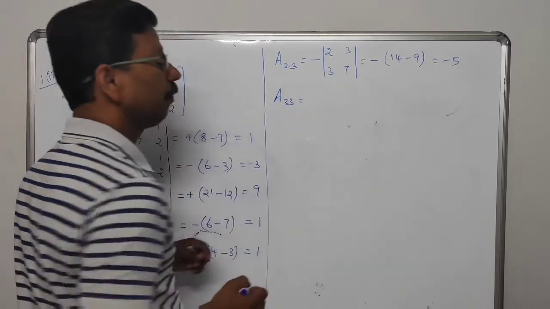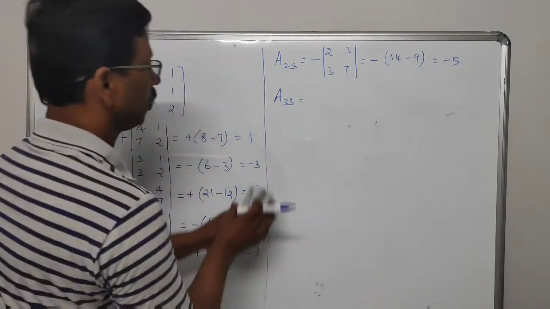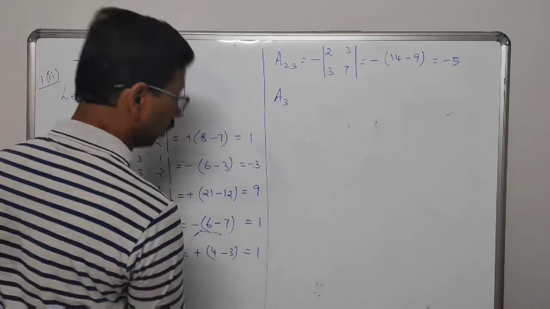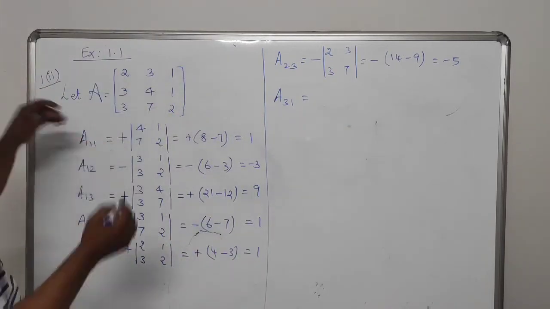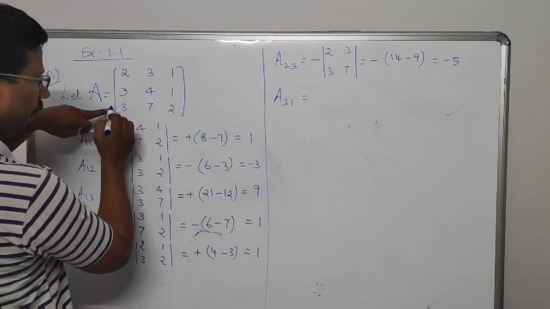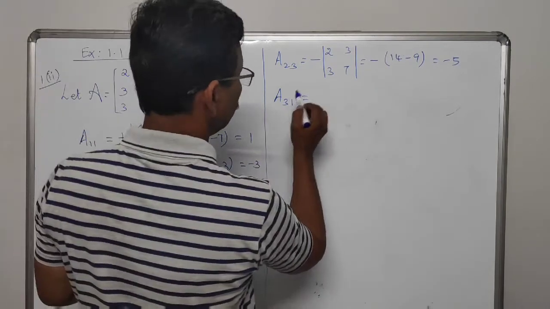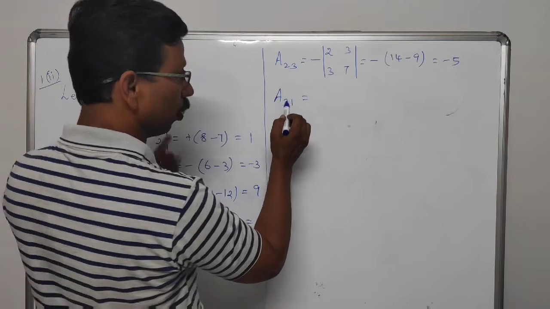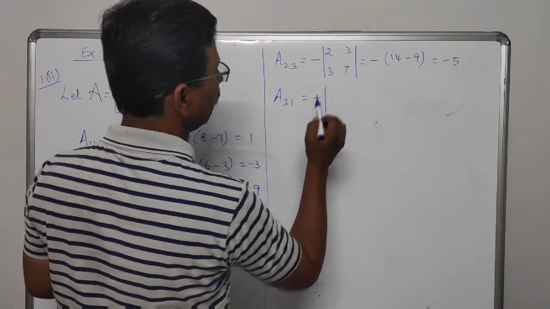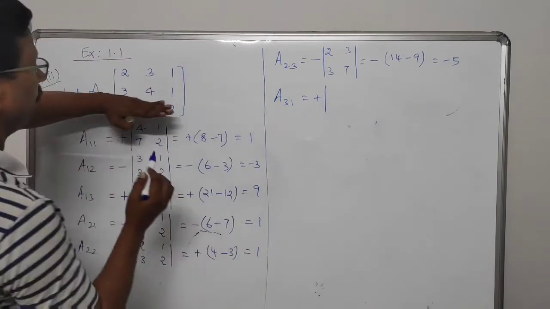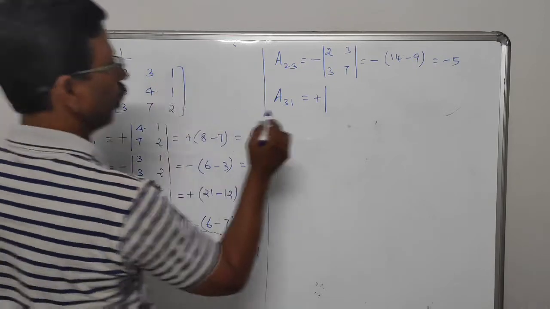This is nothing but the cofactor of the third row, first column element. Now here, leaving this row and this column, we get 3, 1, 4, 1. Before that, we can assign the sign: 3 plus 1 equals 4. 4 is an even number, so you can assign a plus sign. Then we can write, by leaving the third row, first column, 3, 1, 4, 1.